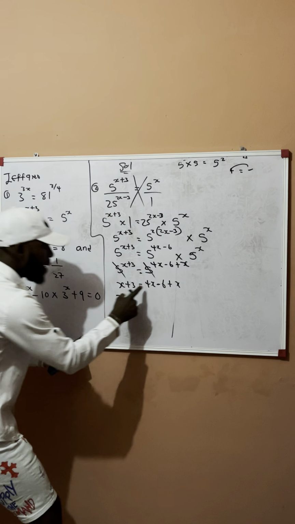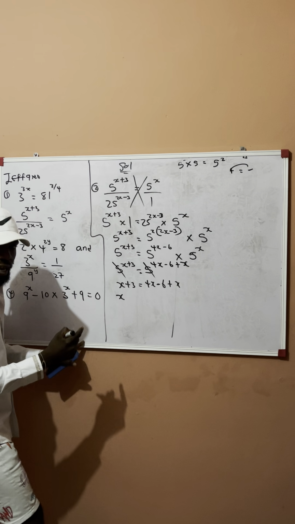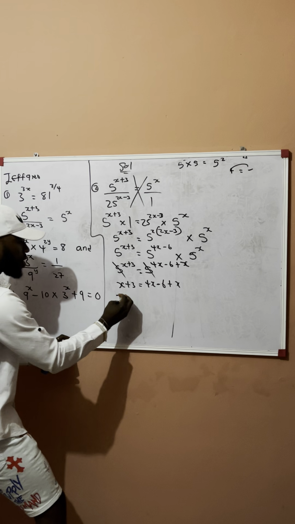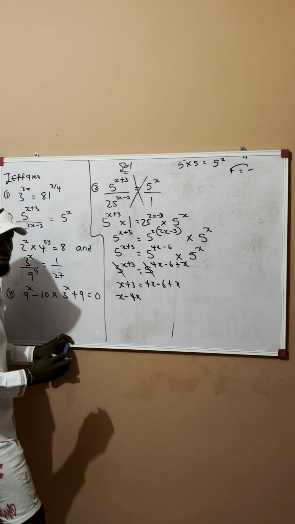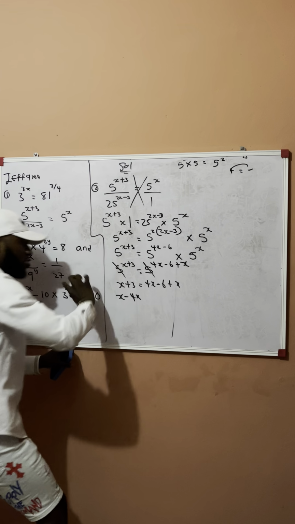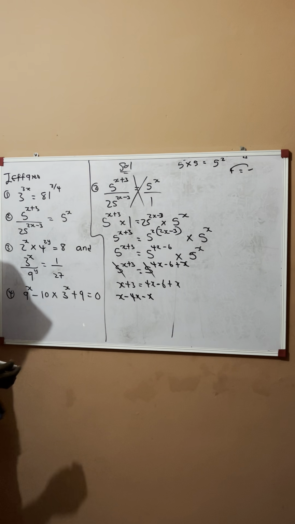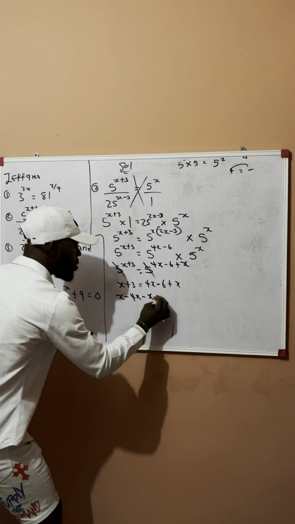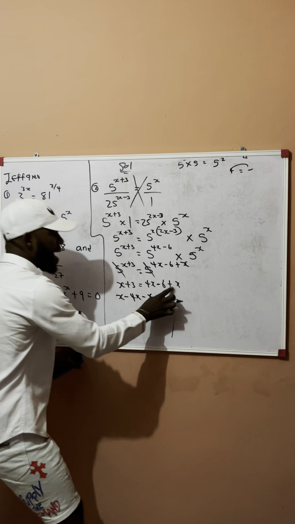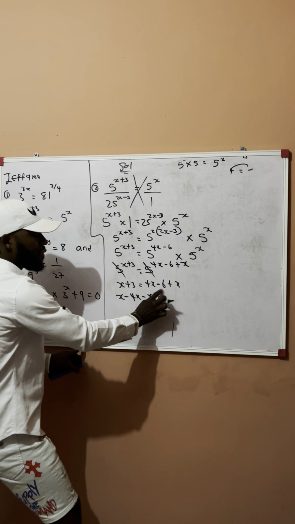So, what does that mean? 4x is carrying a positive sign. When plus 4x crosses, it becomes minus 4x. And when plus x crosses, it becomes minus x. Equal to. Now, when this 4x and x cross, what is left here?